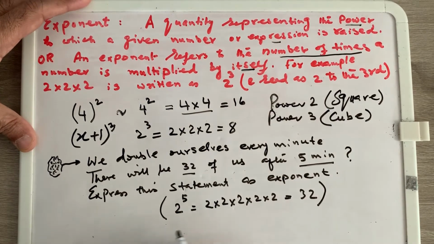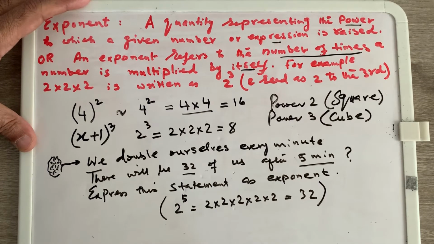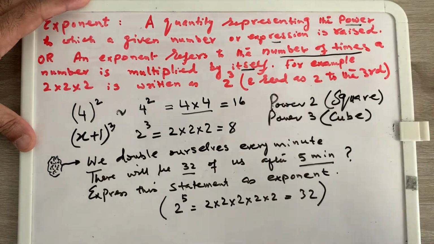How can you express that as an exponent? 2 to the power 5, or 2 to the 5th power. So 2 will be multiplied by itself. How many times? 5 times. 1, 2, 3, 4, 5. So we multiply it 5 times, right?